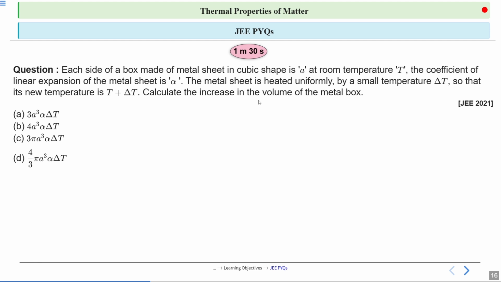So the given options: option A, 3 a cube alpha into delta T; option B, 4 a cube alpha into delta T; option C, 3 pi a cube alpha into delta T; and option D, 4 by 3 pi a cube into alpha into delta T. So which option is correct? Alright, please solve this question, you have some time. After that we will provide the solution of this question.